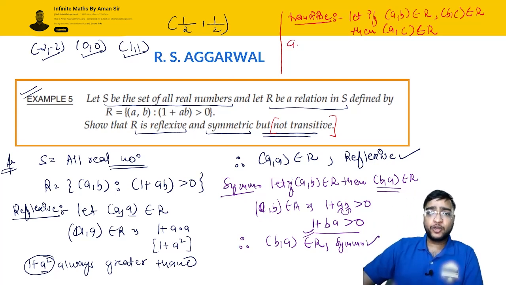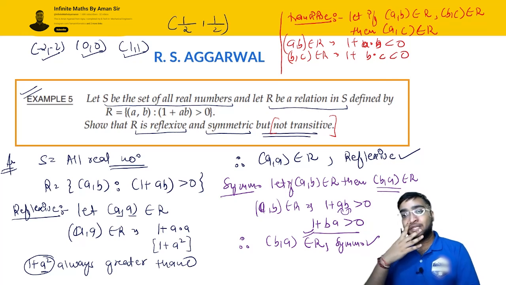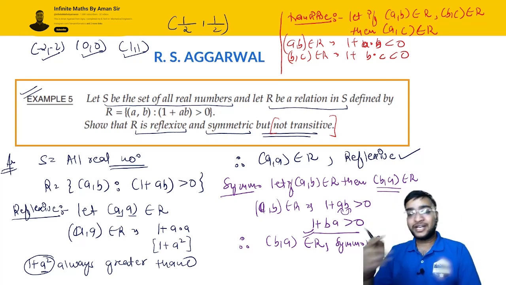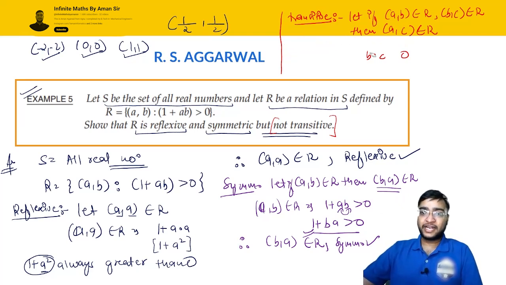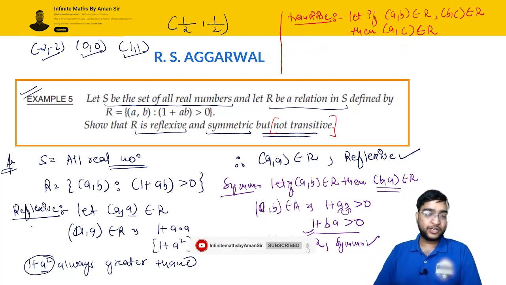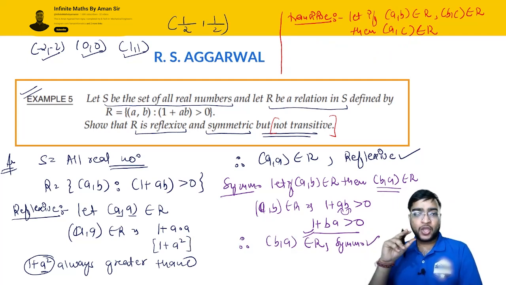Let's say if I take A comma B in the relation, then 1 plus A into B is greater than 0. If I take B comma C here, then 1 plus B into C is greater than 0. If I try these calculations, I am not proving the transitive one. For showing not transitive, I am just taking a false condition, just one example only here.